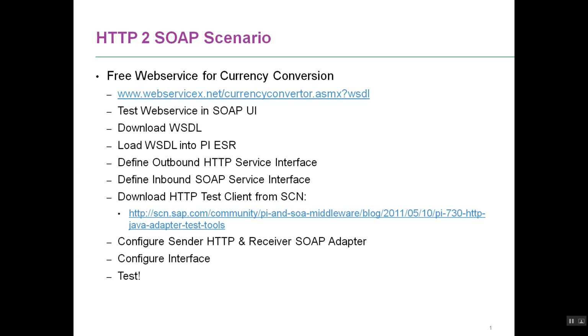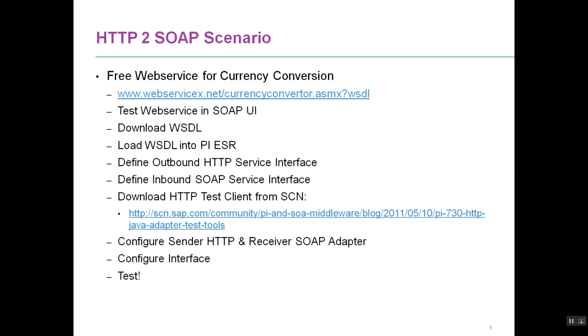Once we've done that, we will be configuring our interface in the Integration Directory. Once we have configured the interface, we will create a sender HTTP adapter and a receiver SOAP adapter, and then we'll create a sender agreement, a receiver determination, an interface determination, and a receiver agreement.